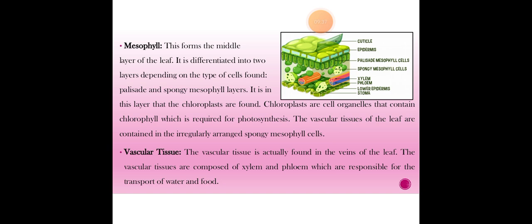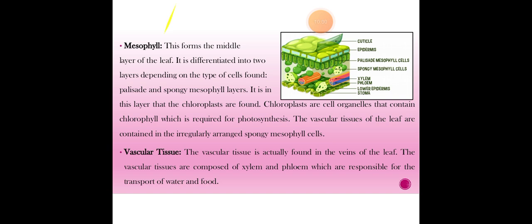The vascular tissue of the leaf is contained in the irregularly arranged spongy mesophyll cells. Now, where is the vascular tissue of the leaf stored? It is contained in the irregularly arranged spongy mesophyll. They are irregularly arranged. This is also given to you.